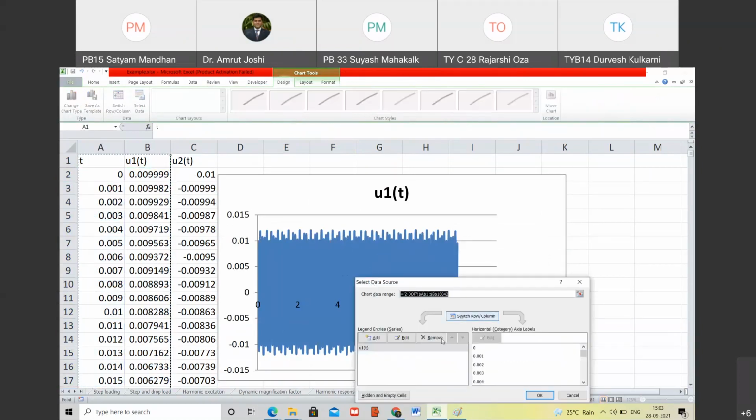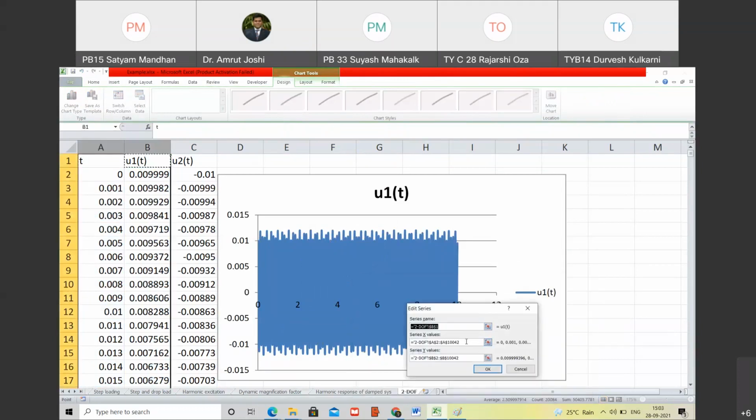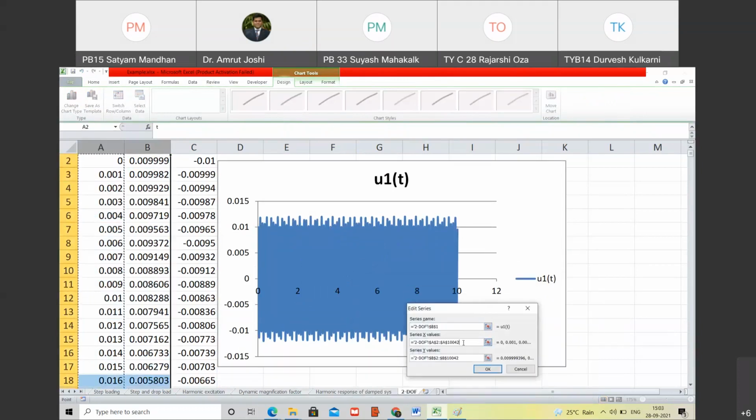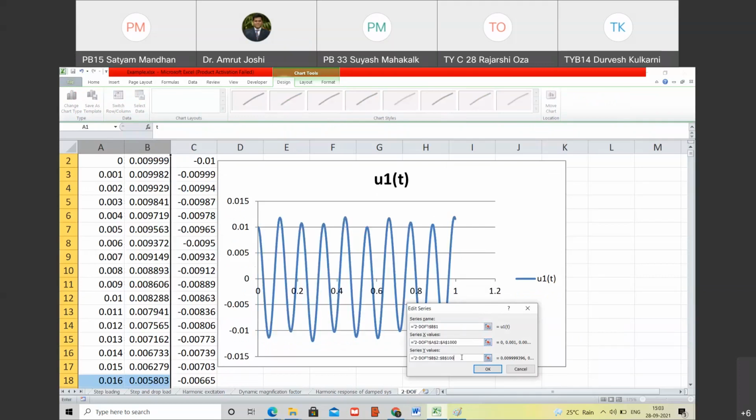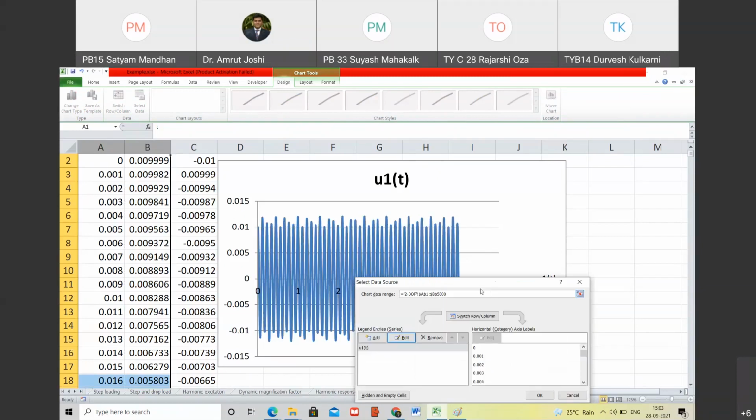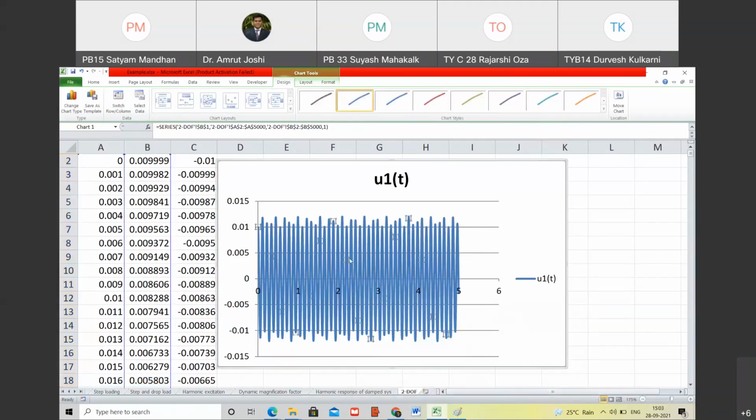Select data. Edit. Instead of plotting it for 10,000, I will plot it only for 500 or 1000. Or let us plot it for 10,000. No, let us plot it for 5,000. Okay, so up to 5 seconds, I have plotted the response. Are you able to see the response?